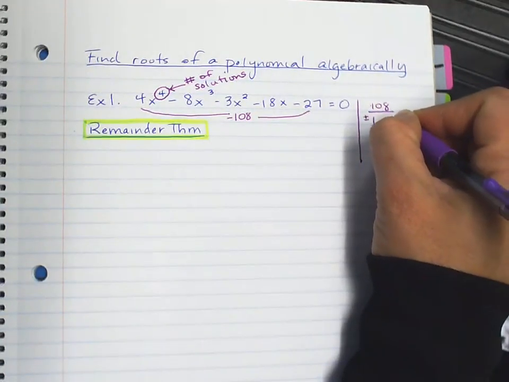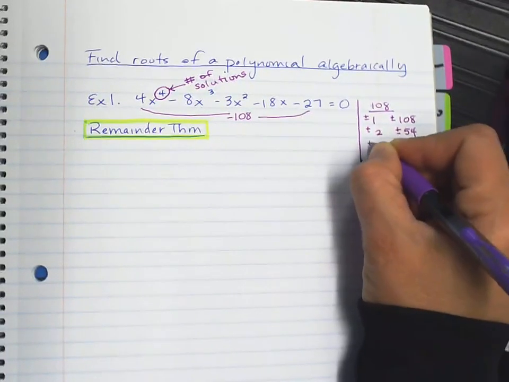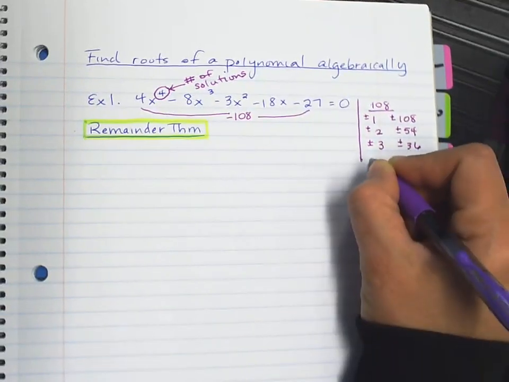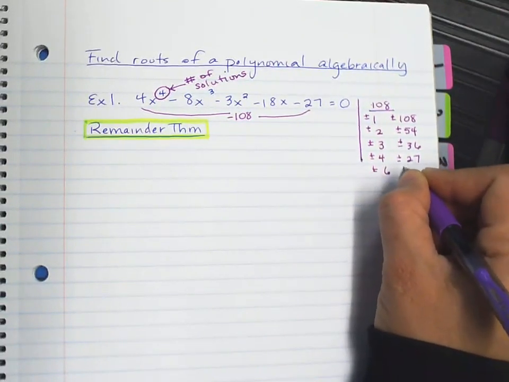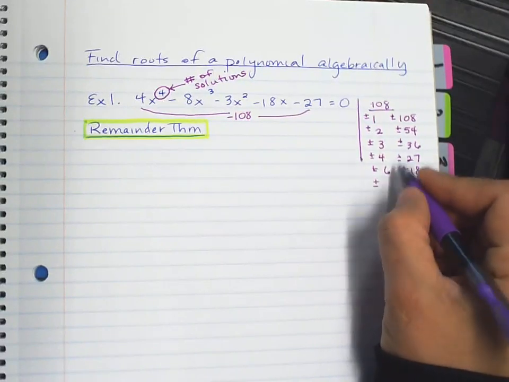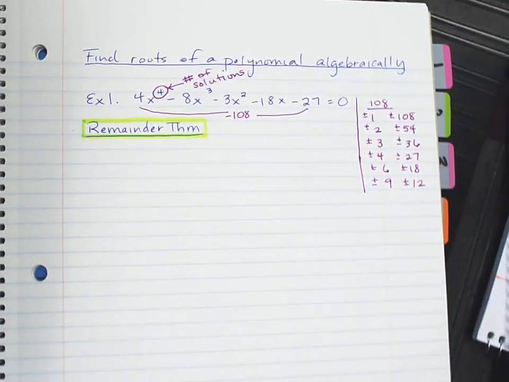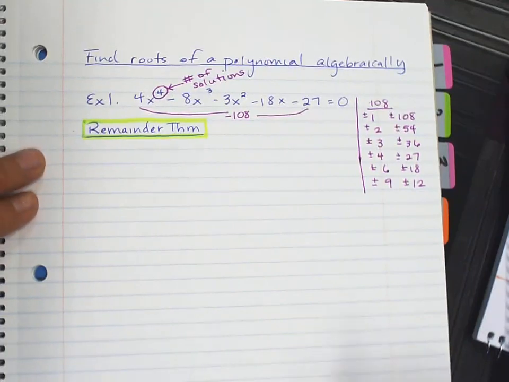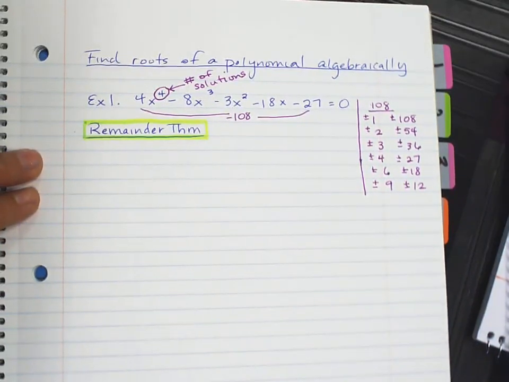So plus or minus 1 times plus or minus 108. Plus or minus 2 times plus or minus 54. Plus or minus 3 times plus or minus 36. Plus or minus 4 times plus or minus 27. Plus or minus 6 times plus or minus 18. Plus or minus 9 times plus or minus 12. Okay, so when you're using the remainder theorem, we're going to be using these factors and start with the smallest and then work down. We want our answer to equal 0.